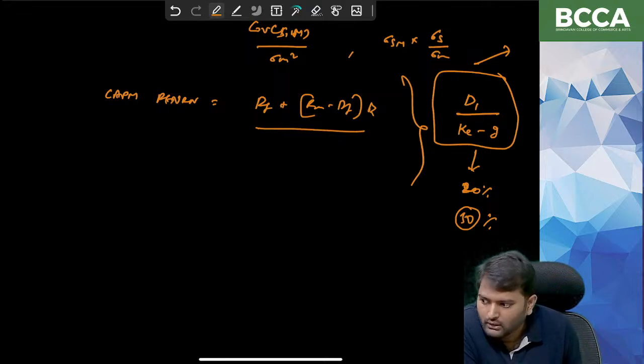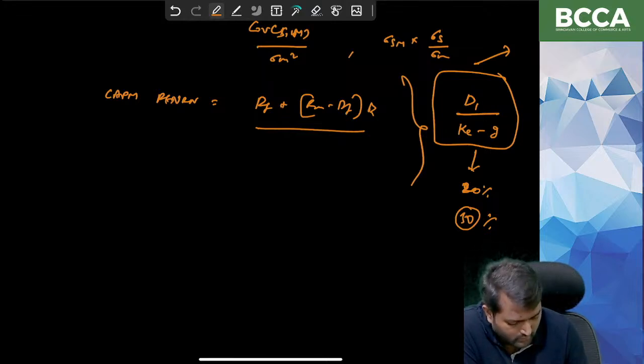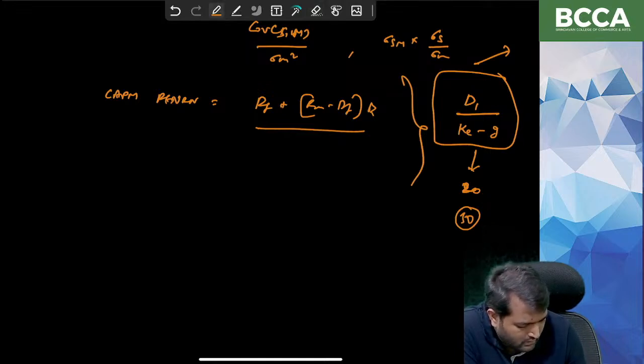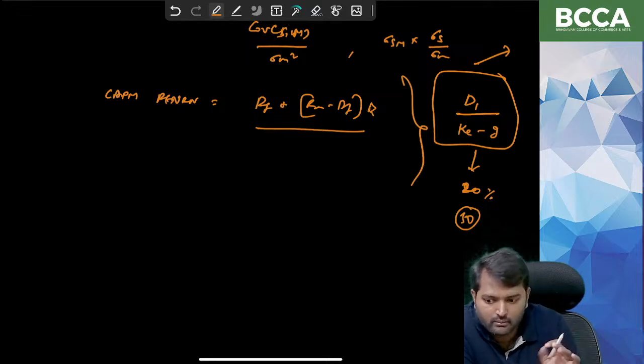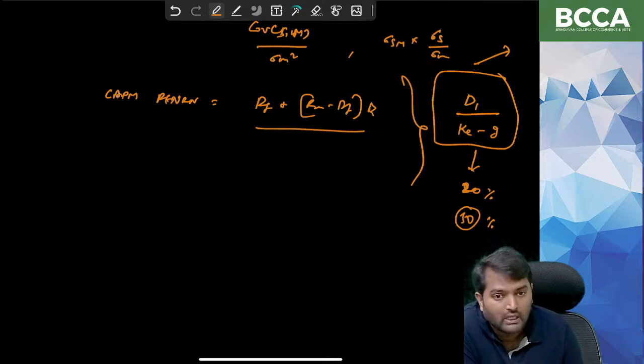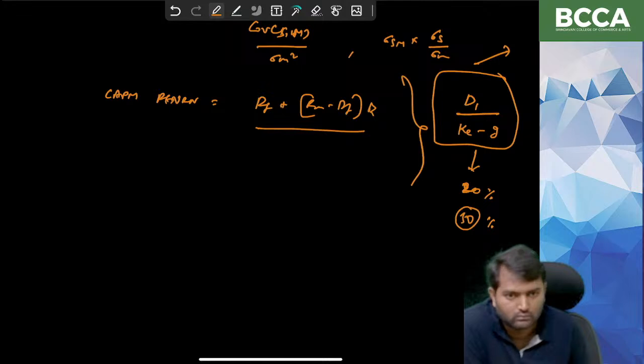Okay. Then what you are going to do? Okay. Suppose, sorry, let us assume this 20% is the CAPM return. 20% is CAPM return and 50% is the actual return. Then what you are going to do?